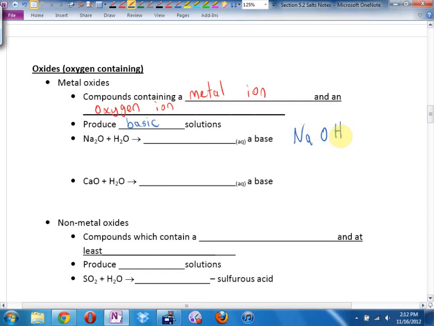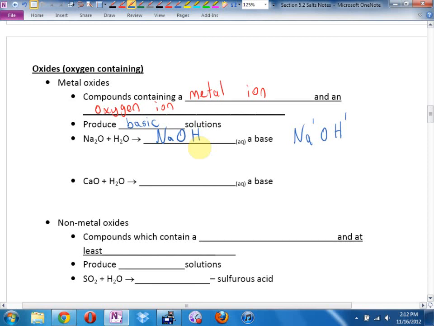Oop, but I got a crisscross. What's the charge on sodium? What's the charge on hydroxide? Oh, when I crisscross, what do I get, Josh? I caught you zoning out, I know. 1 and 1. This is going to form NaOH. Sodium oxide plus water gives you sodium hydroxide, a base. Let's try the next one.